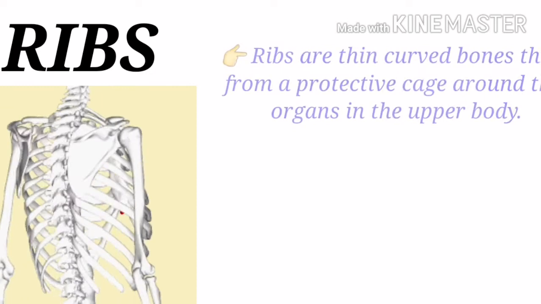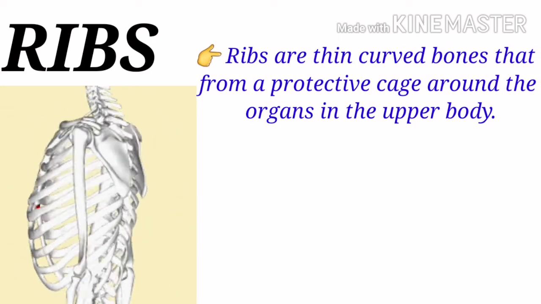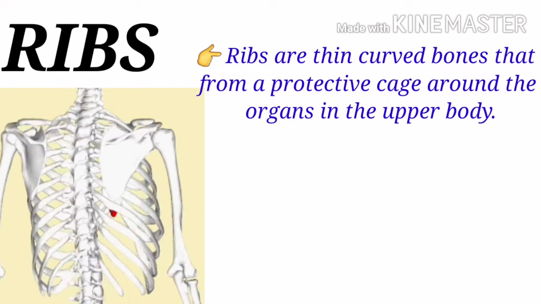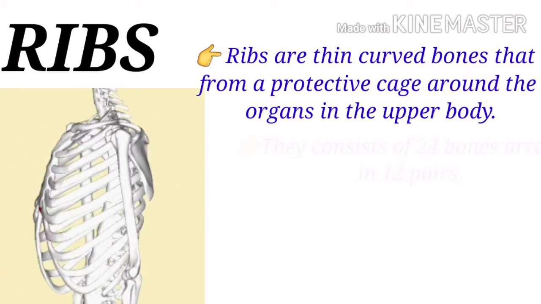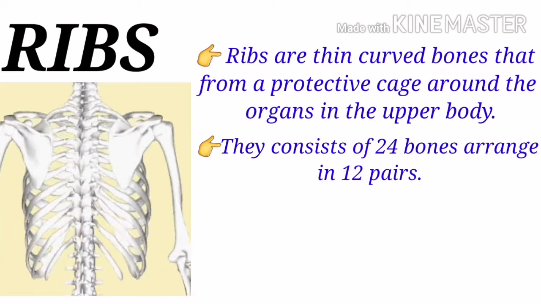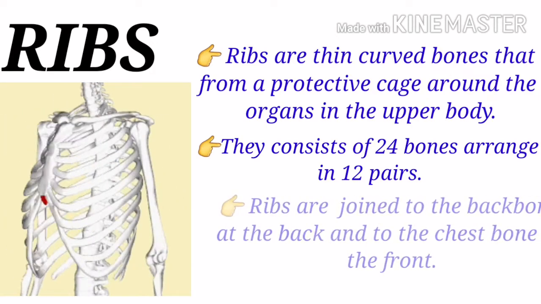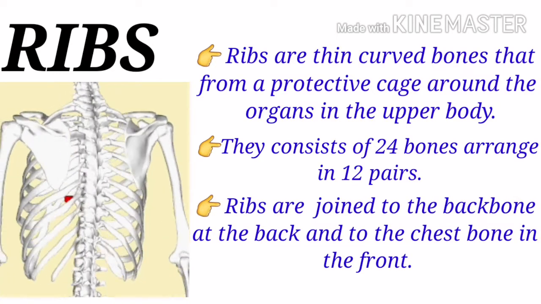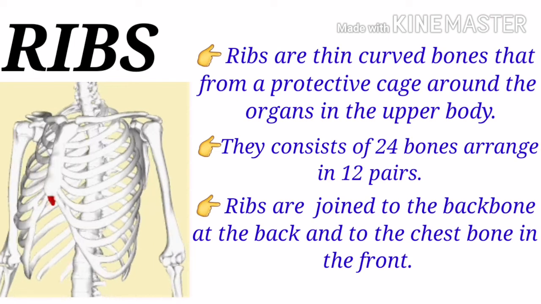Ribs. Ribs are thin curved bones that form a protective cage around the organs in the upper body. They consist of 24 bones arranged in 12 pairs. Ribs are joined to the backbone at the back and to the chest bone in the front.